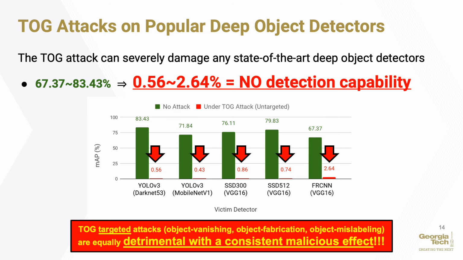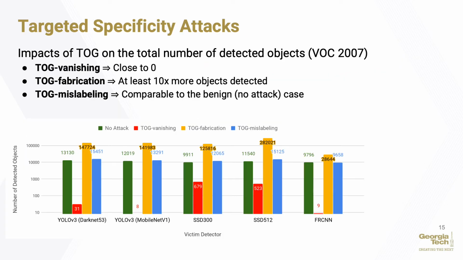This high-quality detection is disabled by our TOG attack. By adding just human-imperceptible perturbations, like those examples I showed earlier, to the benign input images, the victim detectors can only reach less than 3% mAP, meaning that there is no detection capability at all, and we shouldn't trust the results returned by the object detection system. For TOG with targeted objectives, the reduction of mAP is equally detrimental, but we can even control the behavior of those victims. Let's understand the capability of the TOG targeted attacks from a different perspective.